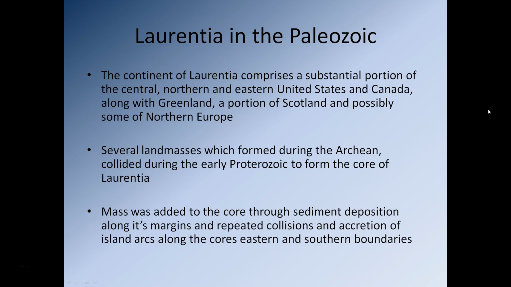So several landmasses which formed during the Archean collided in the early Proterozoic to form the core of Laurentia. So we're going to see Laurentia's formation. The Proterozoic marks the period when North America begins its formation. Mass was added to the core of Laurentia through sediment deposition along its margins and repeated collisions and the accretion of island arcs along the core's eastern and southern boundaries. So what we're going to see is lots and lots of very, very large orogenic events along particularly the southern and eastern sides of Laurentia, which are going to add considerable quantities of extra material onto the sides.